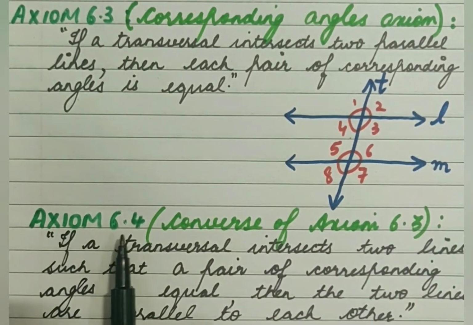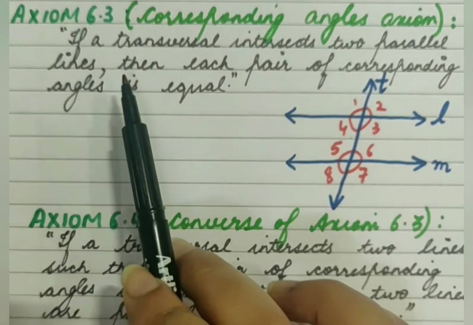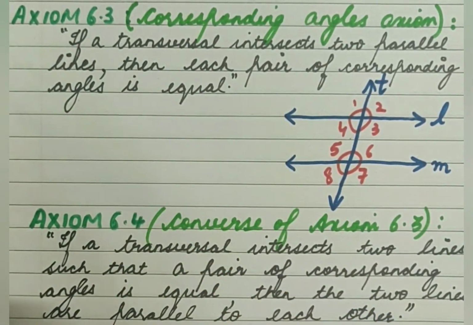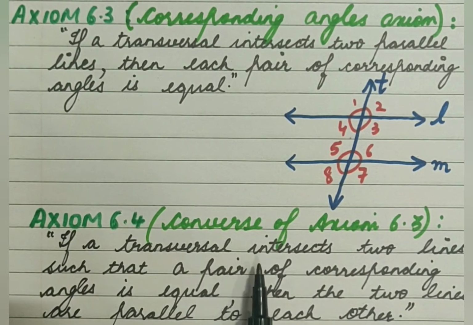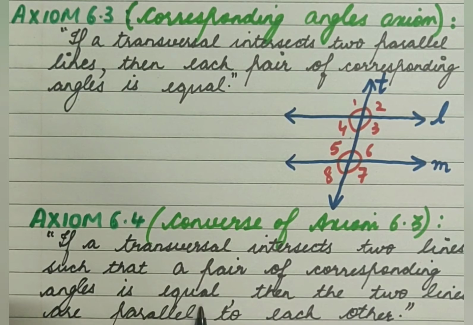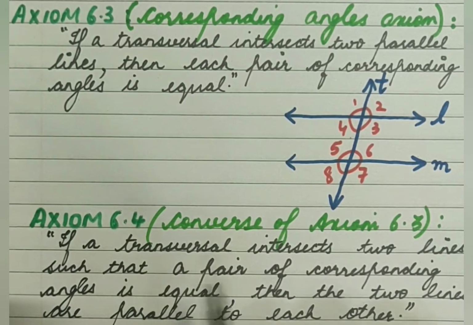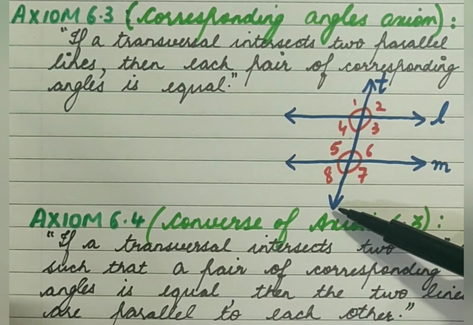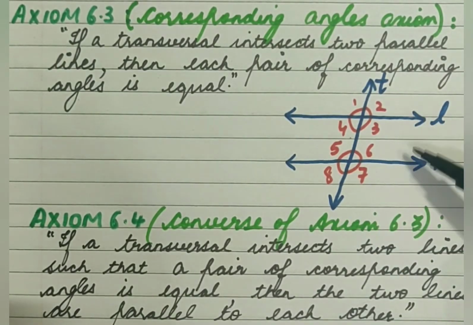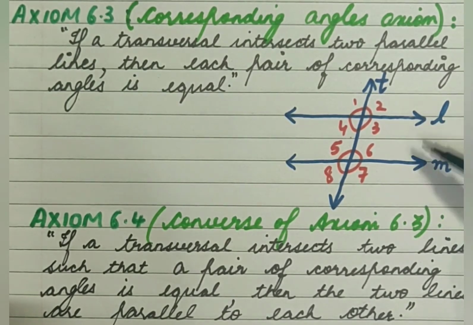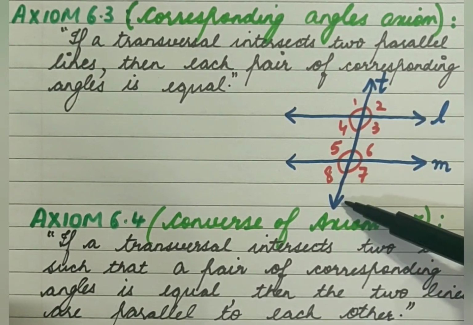Let's look at axiom 6.4. This is the actual converse of axiom 6.3. It states that if a transversal intersects two lines such that a pair of corresponding angles is equal, then the two lines are parallel to each other. What does it mean? Let's look at the same diagram for reference. If a transversal intersects two lines, so a transversal T is given which is intersecting two lines L and M. Now see here, the lines are not given parallel. They are simple lines which are being intersected by a transversal.